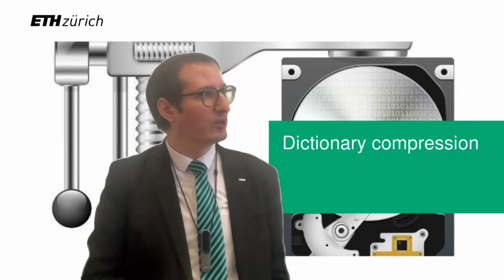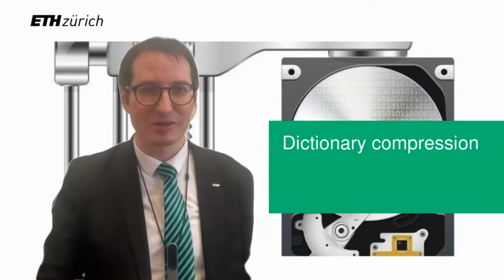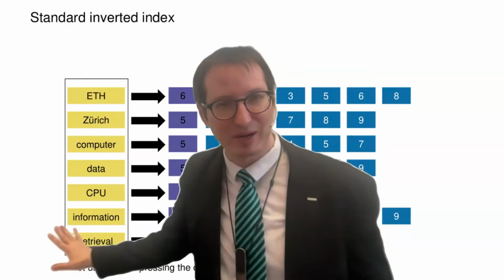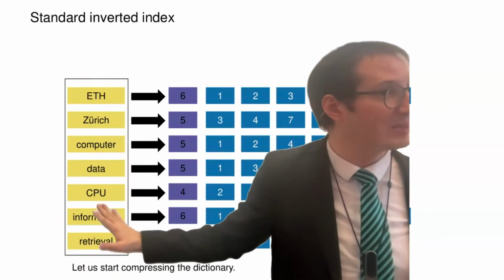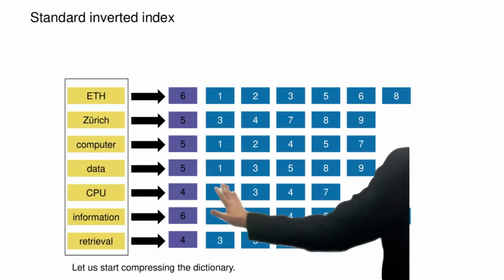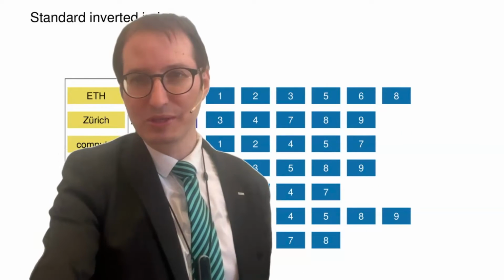And now we are going to move on and actually compress some of the structures, starting with the dictionary. So I'm going to start with this part of the standard inverted index. And then in the second part of the lecture, probably also today, we are going to compress the postings and the posting lists.